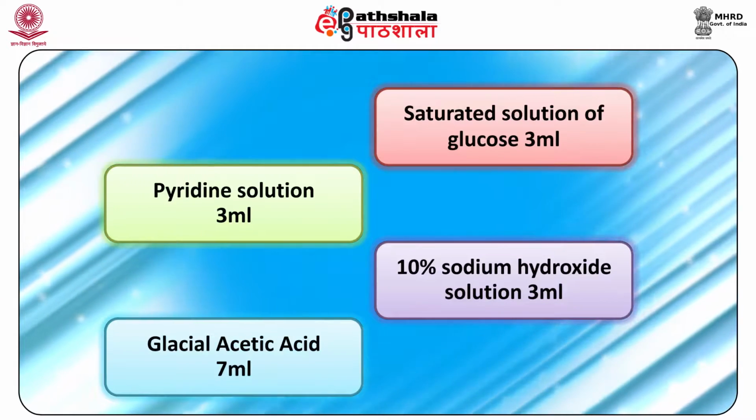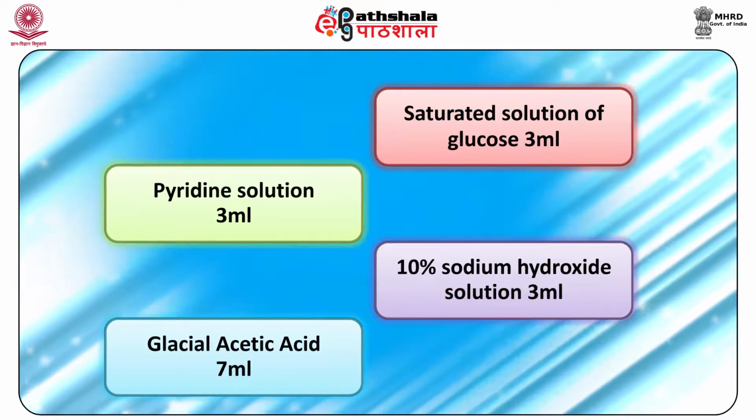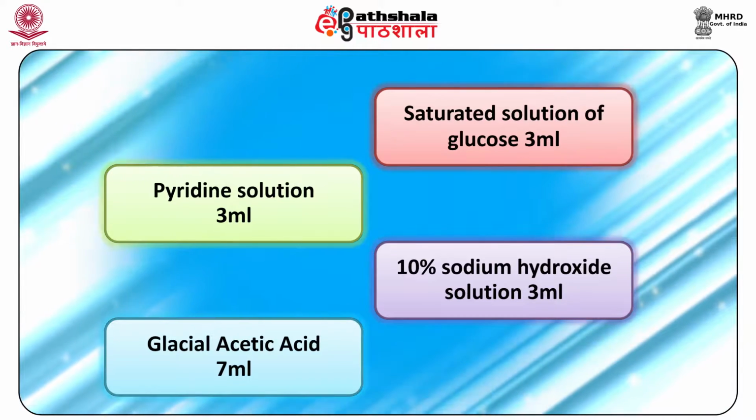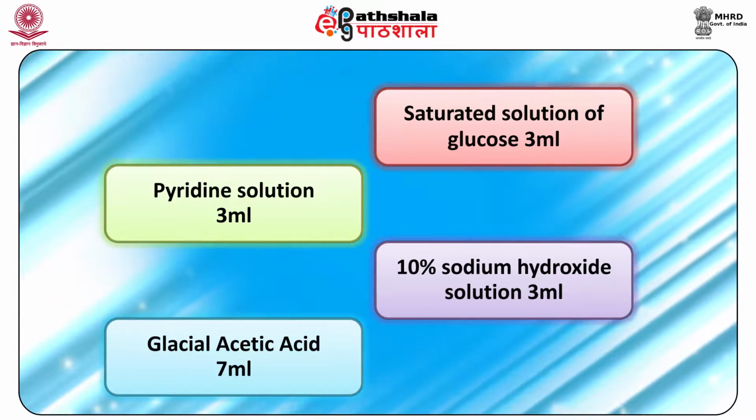First is Takayama test. It is also known as hemochromatin test. Takayama reagent: saturated solution of glucose, 3 ml, pyridine solution, 3 ml, 10% NaOH, that is sodium hydroxide solution, 3 ml, glacial acetic acid 7 ml. Reagent preparation. Take 3 ml of saturated solution of glucose, 3 ml of pyridine solution and 3 ml of NaOH solution along with 7 ml of glacial acetic acid.